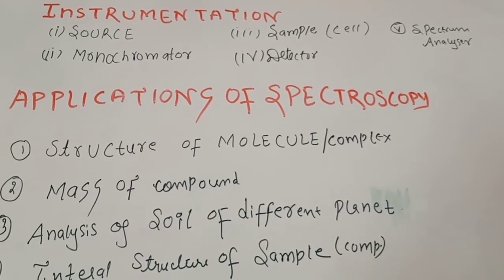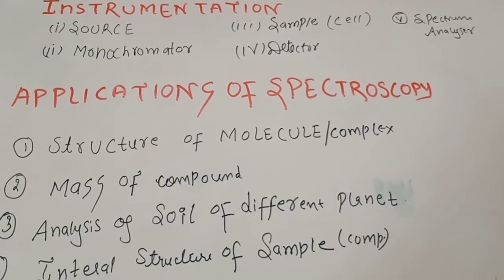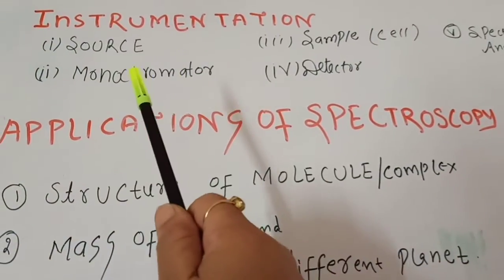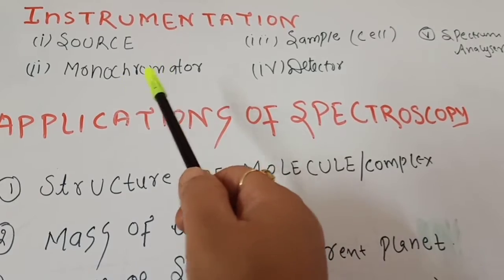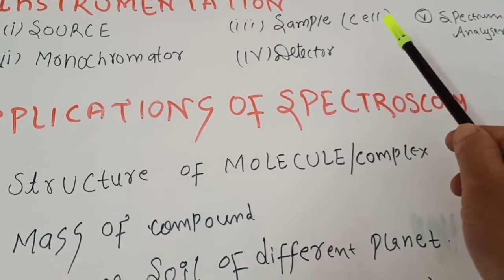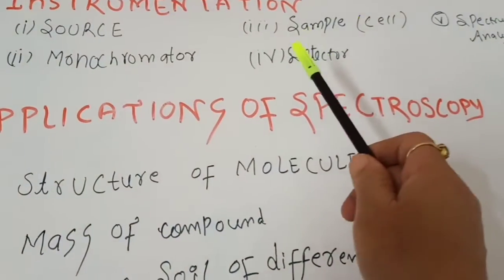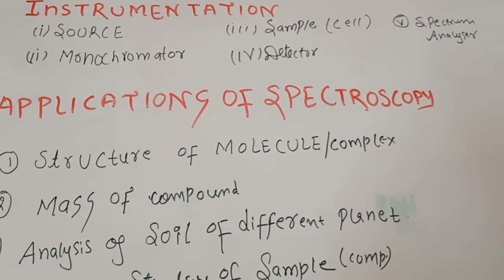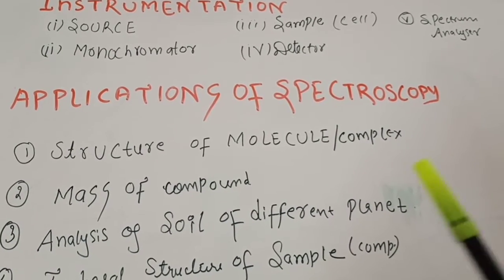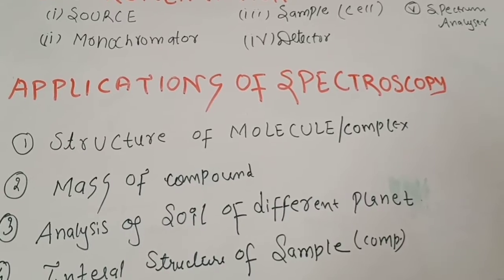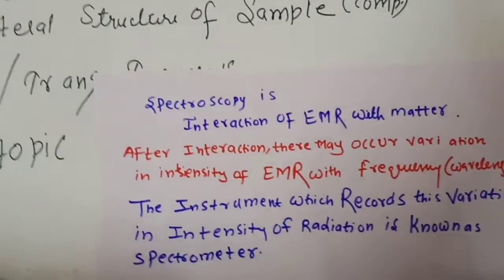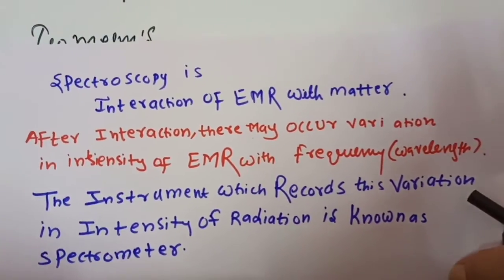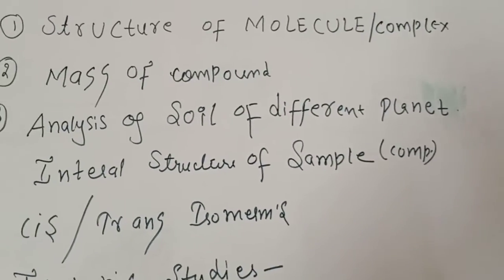The important basic part of spectroscopy is the instrumentation. Every spectroscopy has a different instrumentation setup, but the common things are: every spectroscopy will have its type of source, then monochromator, then the sample cell and how the sampling is done, which will be different in every spectroscopy, then which detector they are using, then the spectrum analyzer. These are the parts of spectroscopic instrumentation. And now many different techniques are being discovered, and double beam spectrophotometers or single beam spectrophotometers are used. And we can say that the instrument which records the variation in intensity of radiation is known as a spectrometer. Every spectroscopy uses different types of spectrophotometers nowadays.